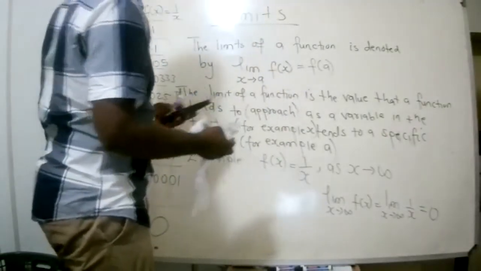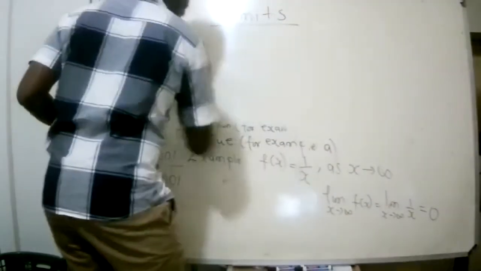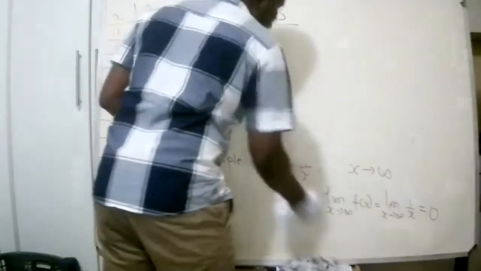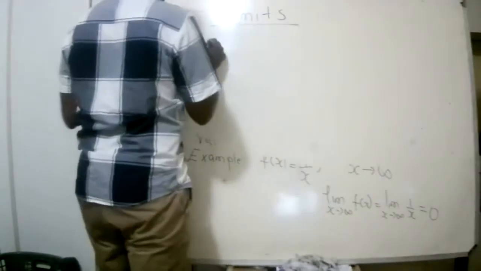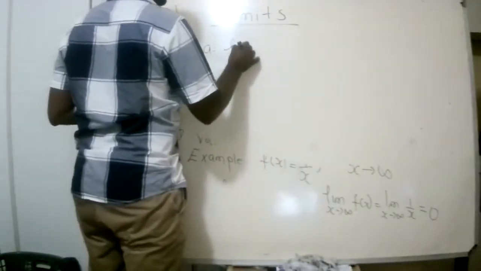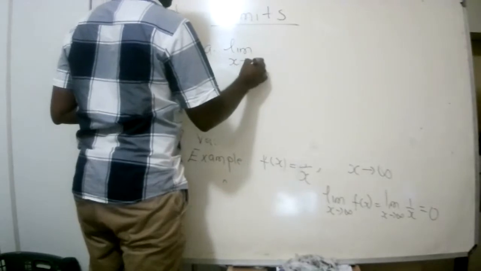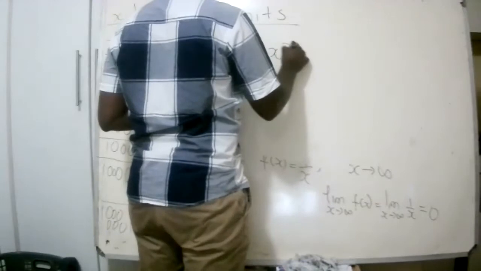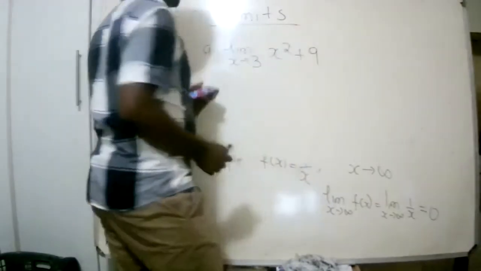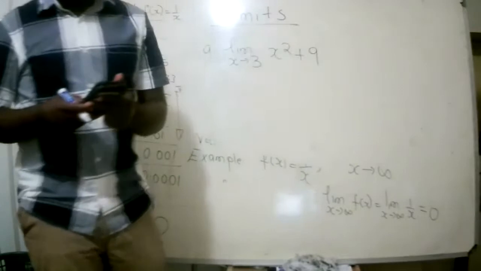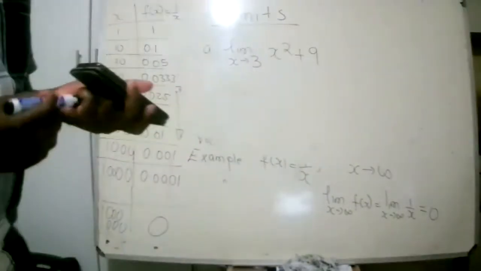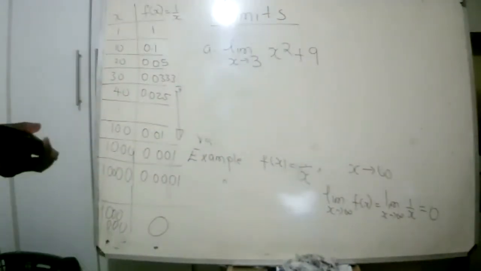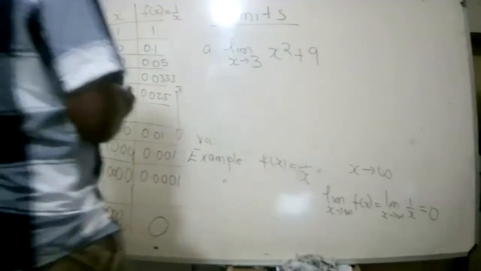So let's quickly go to the example so that you see how we apply this definition of limits in some form of questions you will be given. So here we're going to start with a simple question: the limit as X approaches 3 of X squared plus 9. So we want to investigate the limit of that question.